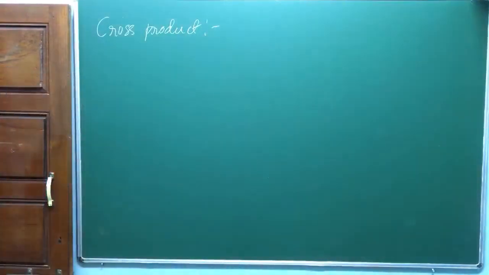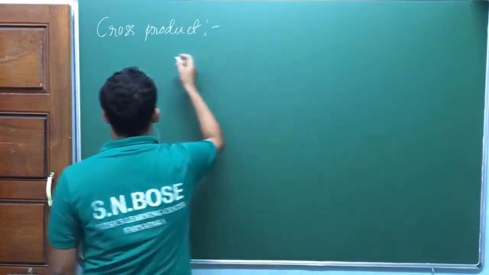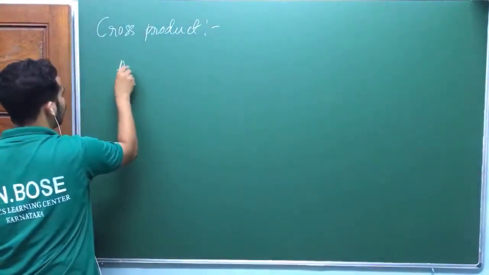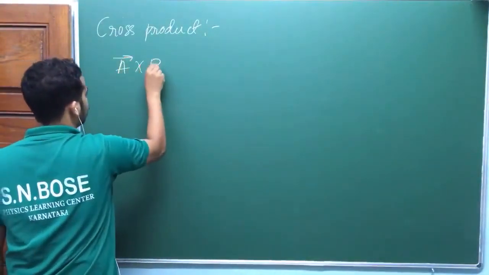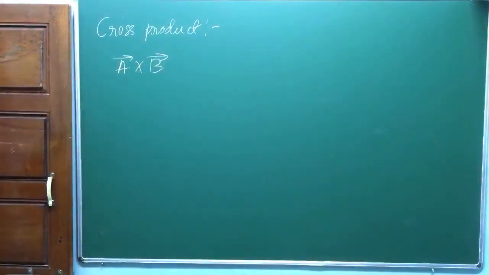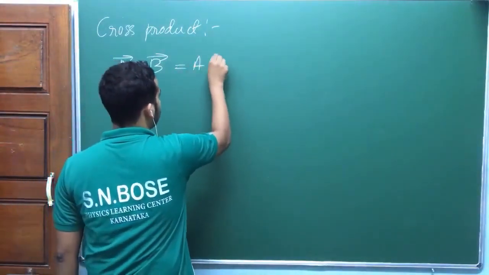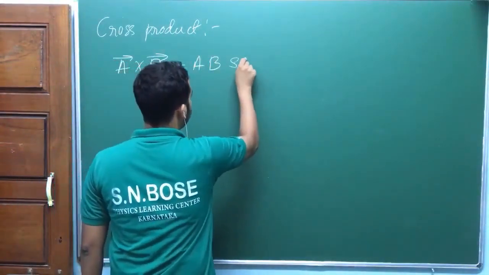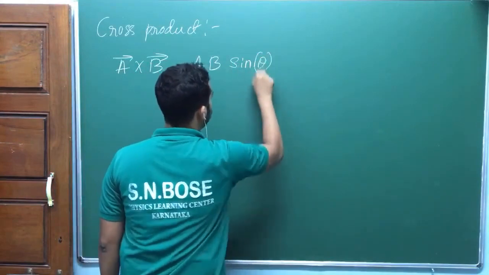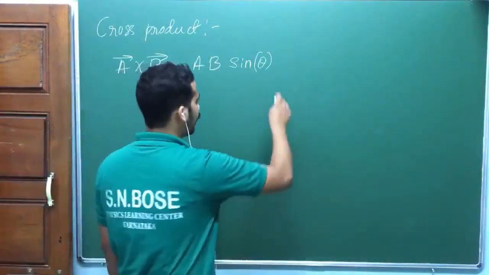Okay, cross product between any two vectors, A cross B. We write like this: A is a vector, B is a vector, A cross B. That's equal to magnitude A, magnitude B into sine of the angle between A and B. It's a vector. Okay, cross product is a vector.